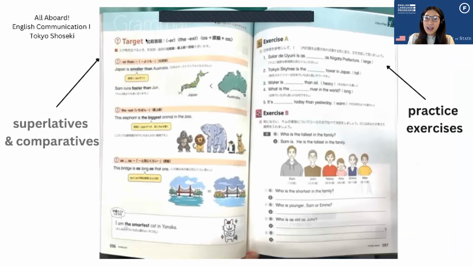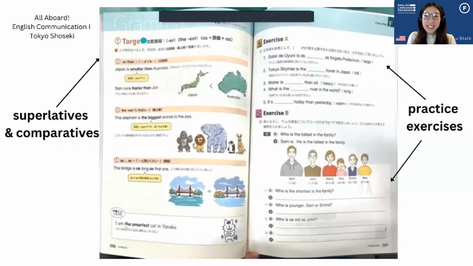Okay. So I'm going to go ahead and look at a textbook page and show you what I might do with this textbook page. This is from All Aboard English Communication 1. This is a high school textbook, right, for first year in high school. And I'm sorry that this picture is not great, but basically this lesson is a grammar lesson, right? And the target is superlatives and comparatives.